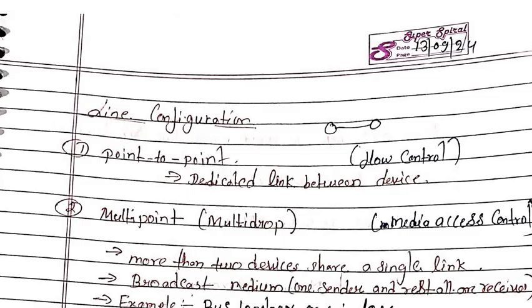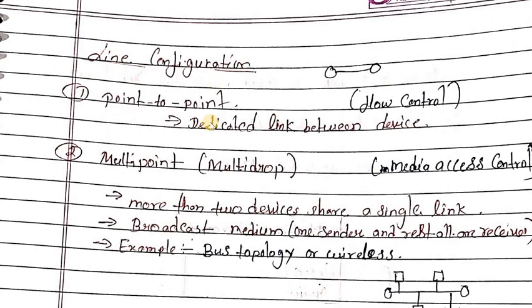In the previous class, we learned flow control and different types of flow control protocols: sliding window protocols, Go-Back-N ARQ, and Selective Repeat ARQ. Now it's time to come to media access control. Here, first we see line configuration, the types of connection.